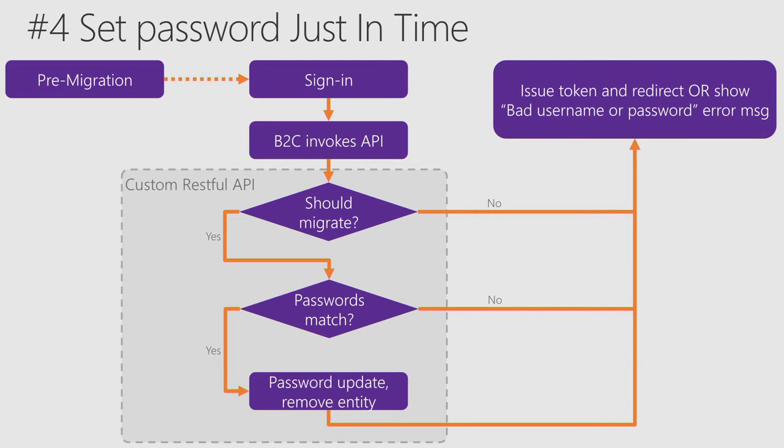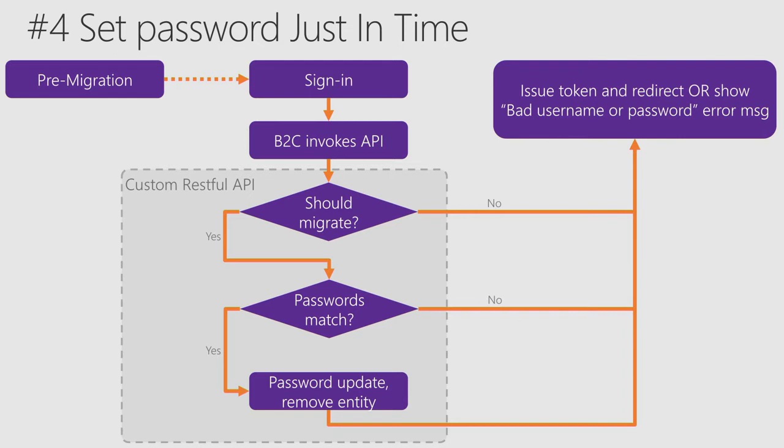Now we have the password. We have the password in clear text. Since we have the password in clear text, we can do a lot with it. For example, if the password in the old identity provider is stored in hash format, I take the password and compare hash by hash. Very simple.